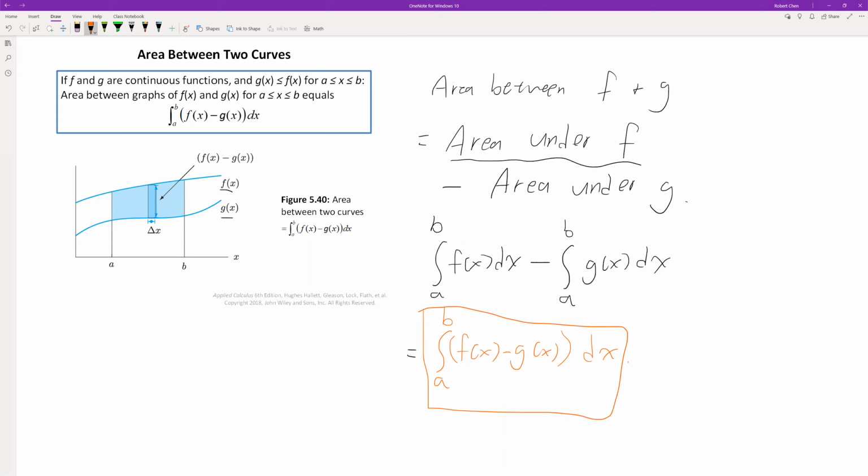Of course, with a and b being our upper bound and lower bound, and they both have to share the same upper bound and lower bound.